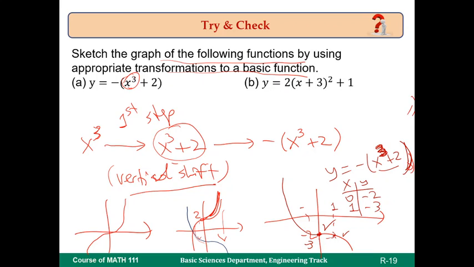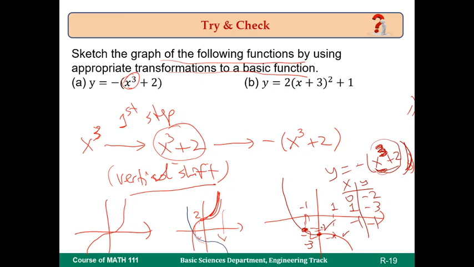And how about making -1? Let's see. When you put -1 here, you get +1, but with this minus, it will be -1. So -1 has to be somewhere here. So it looks kind of okay.